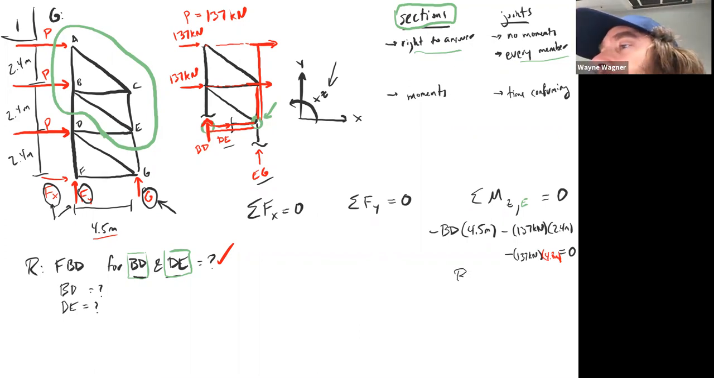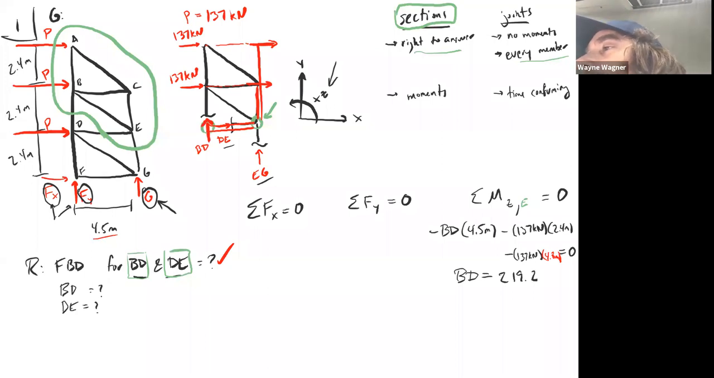Okay, now the nice thing about that is we can solve that equation. So we can go BD equals basically, let's see here, 137 times 7.2. Oh, helps if your calculator's on. 137 times 7.2. Okay, we divide that by 4.5. So BD equals 219.2.